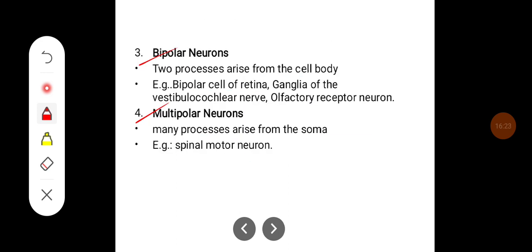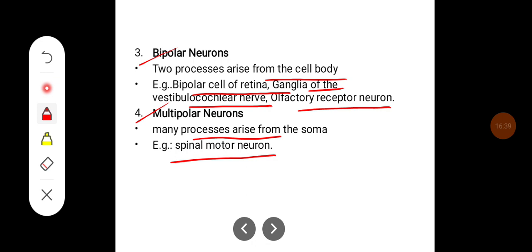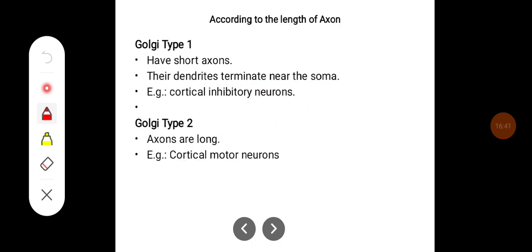Bipolar neurons have two processes arising from the body, for example bipolar cells in the retina, ganglia of the vestibulocochlear nerve, and olfactory receptor neurons. Then multipolar neurons have many processes which arise from the soma, for example spinal motor neurons. According to the length of the axon, it can be Golgi type 1 or Golgi type 2.